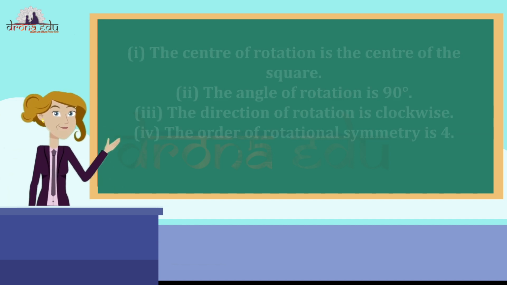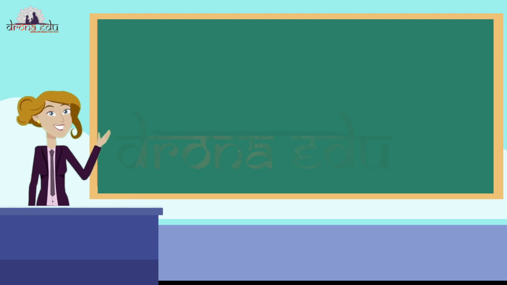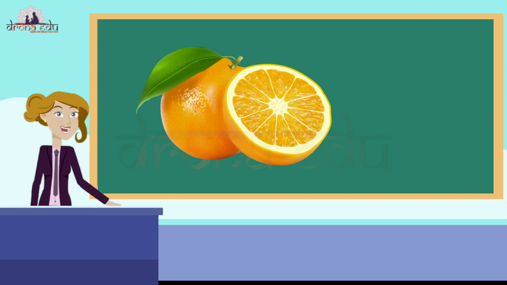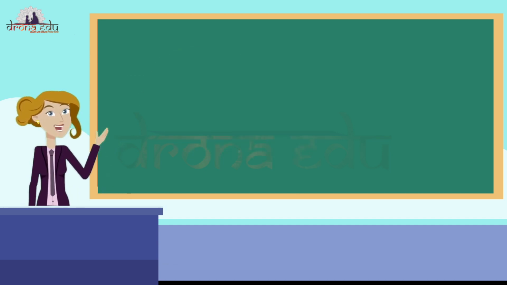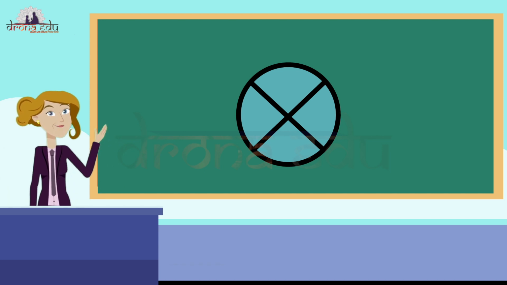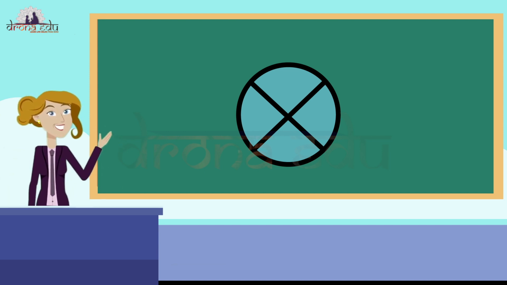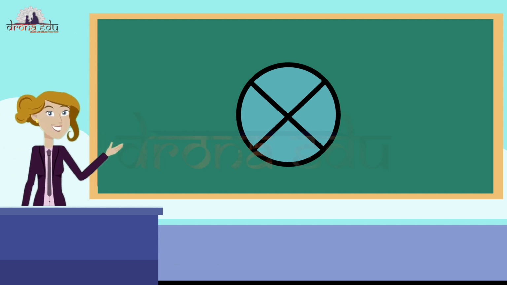You have around you many shapes which possess rotational symmetry. For example, when you slice certain fruits, the cross sections are shapes with rotational symmetry. Then there are many road signs that exhibit rotational symmetry. Next time, when you walk along a busy road, try to identify such road signs and find out the order of rotational symmetry.